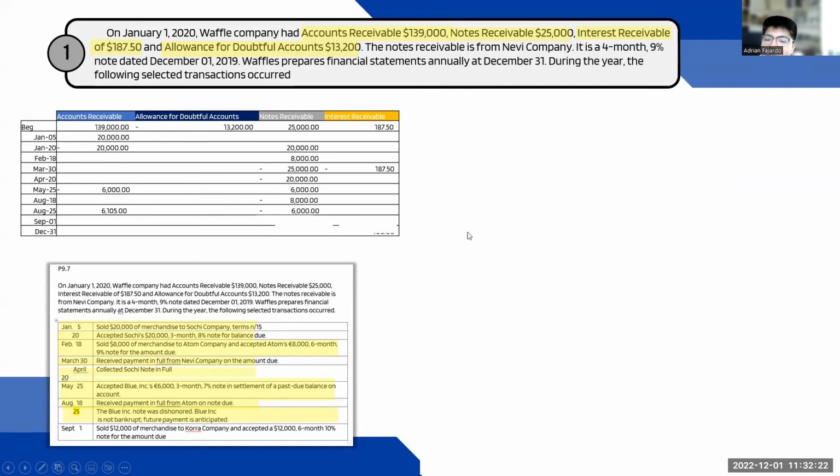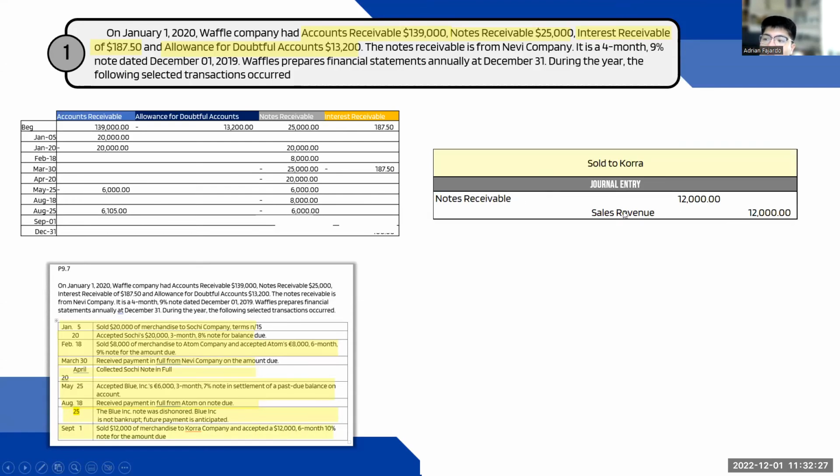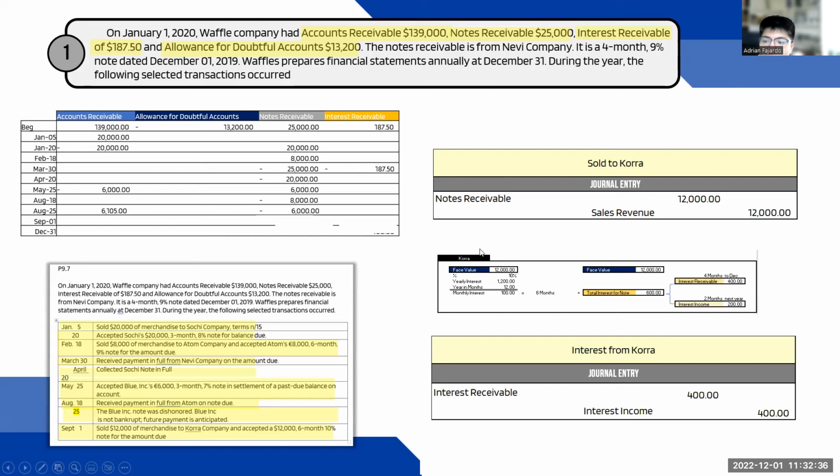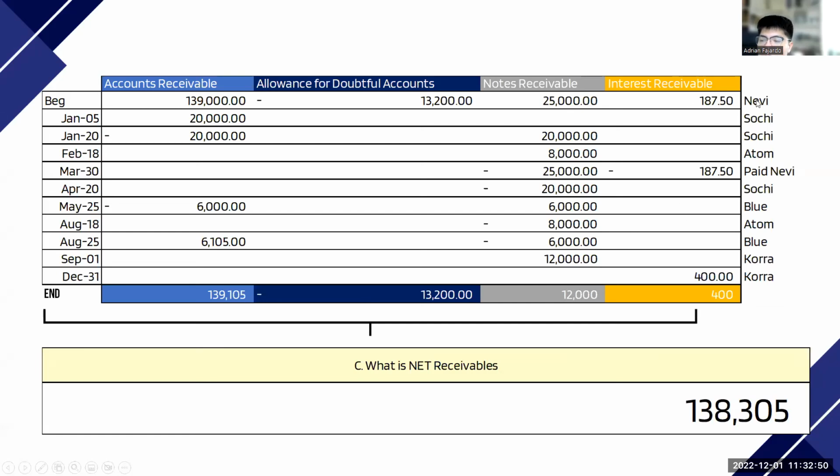So the last is si Cora. So Cora Company is just straightforward, notes receivable, sales revenue, but please, hindi sinabi sa problem or wala sa events, but there is a hidden journal entry which is what is the interest receivable at the end. So now, the last two inputs in our table would be 12,000 and 400.